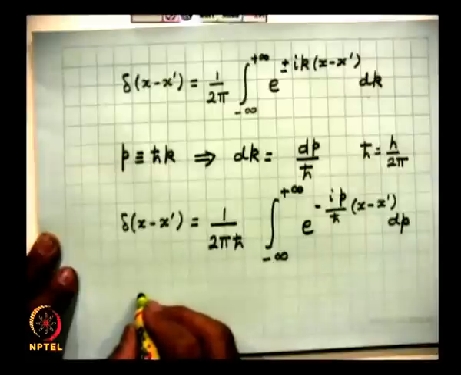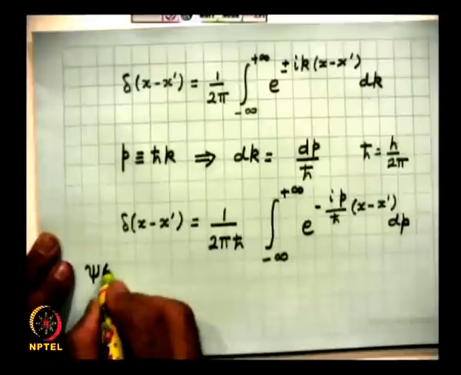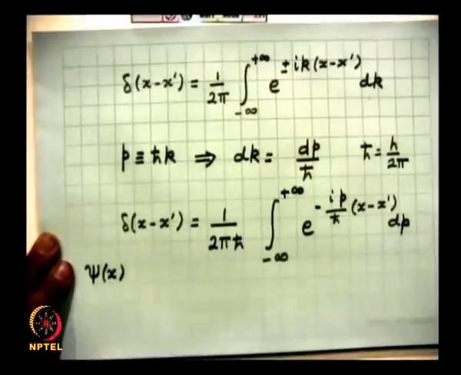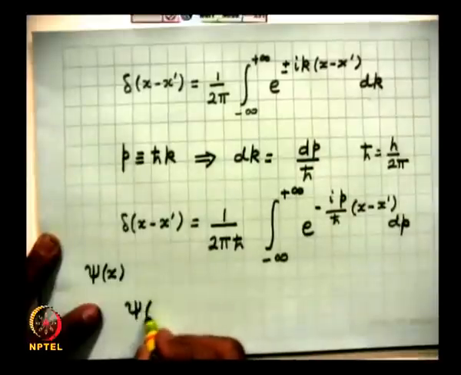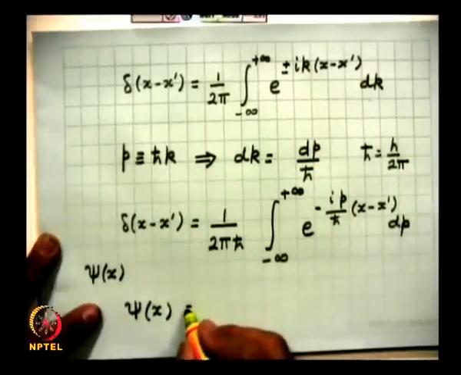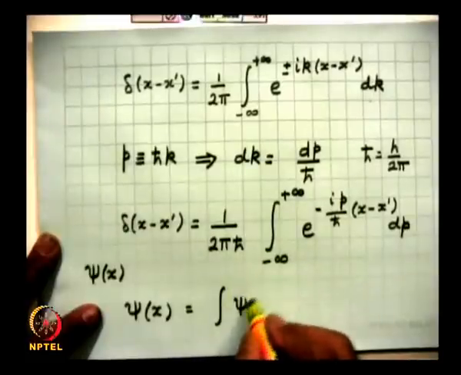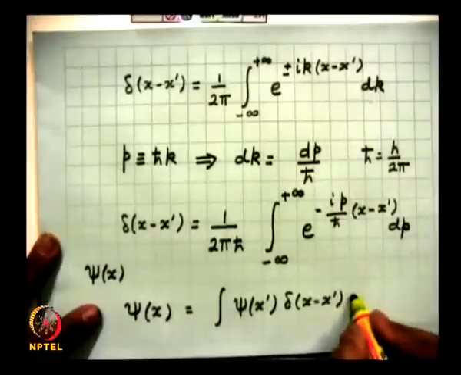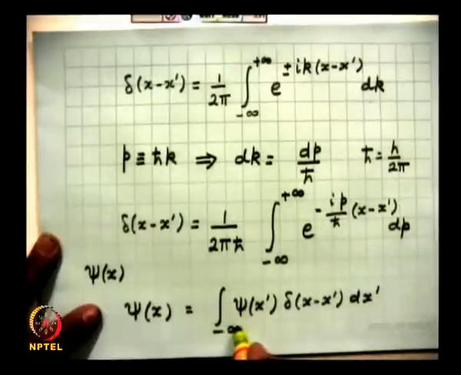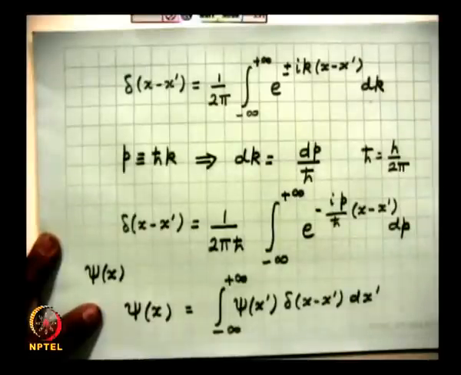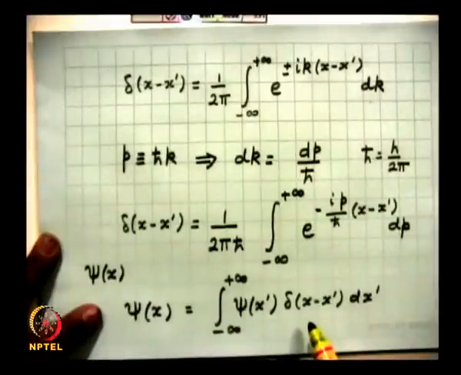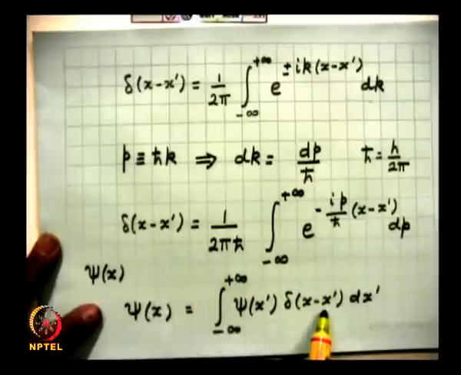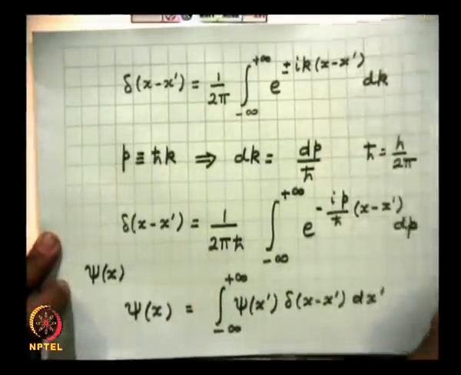Now, I consider a function psi of x. We write psi of x is equal to the integral of psi of x prime into delta of x minus x prime dx prime from minus infinity to plus infinity. This follows for any well behaved function psi of x. This follows from the definition of the Dirac delta function. What I do next is I substitute for delta of x minus x prime in this equation.